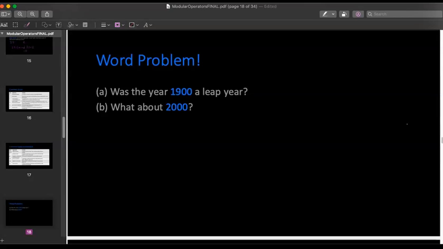So 19,000 mod 4 would give us a remainder of 0, which is why it is a leap year. All right, so you're right about the 9,000 mod 4. That equals 0. That's perfect. We also have to do it mod 100 and 400, so we can fully check.